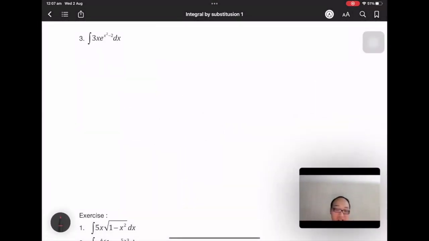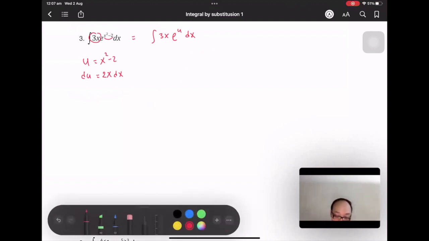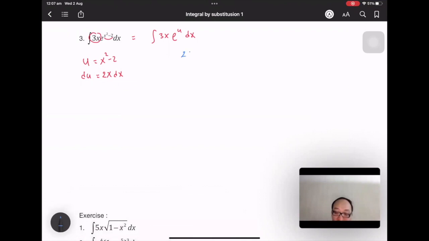Number 3. In this case, we can see that 3x is the derivative of x squared minus 2. So u equals x squared minus 2. So du equals 2x dx. So we can change this into integral 3x e to the u dx. And then how do we change dx into du? du is 2x dx. So I have to change it into 2x dx, but I divide by 2.